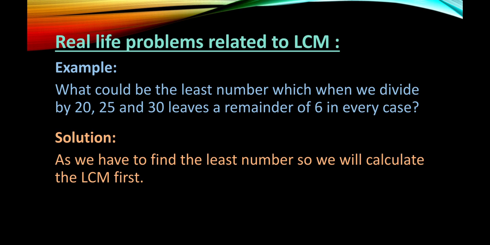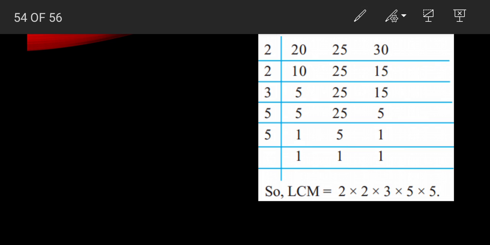So here is the solution. As you have to find the least number, we will calculate the LCM first. So the LCM of these numbers with the help of repeated division is this one, that is we have to select 20, 25 and 30. As there are two even numbers, we have to divide with the first prime number, that is 2. 2 times 10 is 20, and 25 is not divisible by 2, so keep it as it is, and 30 divided by 2 is 15. Again I am taking 2, as 10 is divisible by 2, so 10 by 2 is 5, and the other two numbers are not divisible, that is 25 stays and 15 stays.